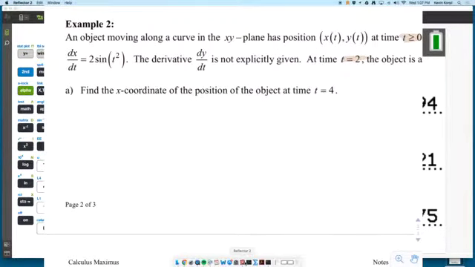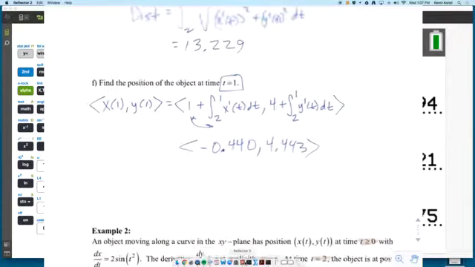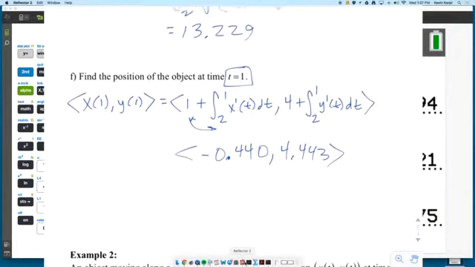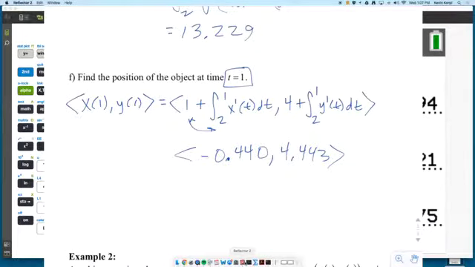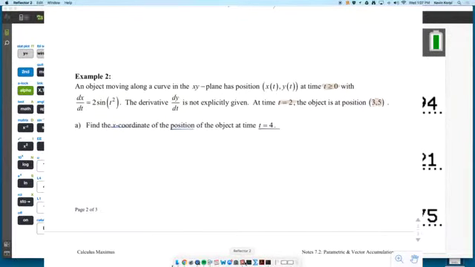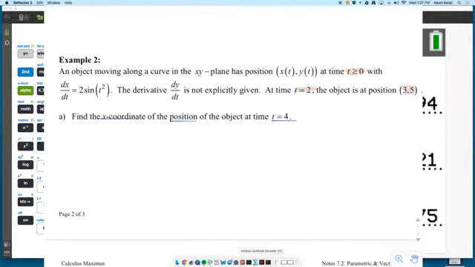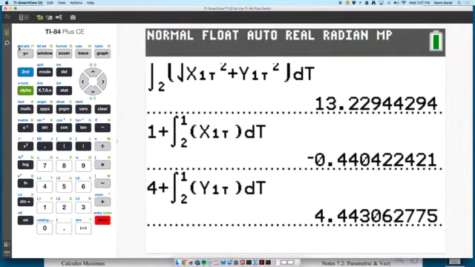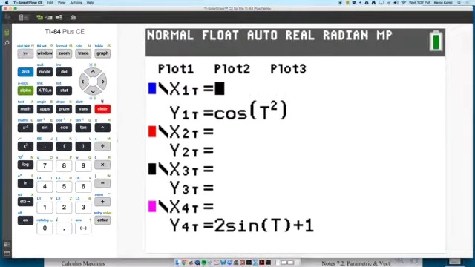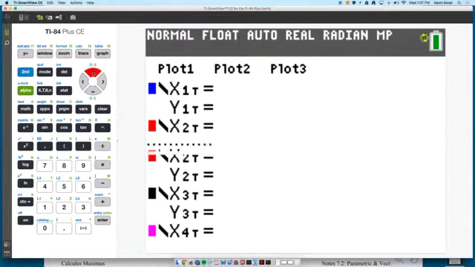Part A, find the x-coordinate of the position at t equals 4. This is another sample for your response. So this is pretty much exactly what we did up here on part F, but we're only doing it for the x-coordinate. Is the calculator permitted here? I'm thinking it has to be. I didn't write it in there. So let's go ahead and change this around now. I'm going to go to y equals. I should have put calculator permitted.